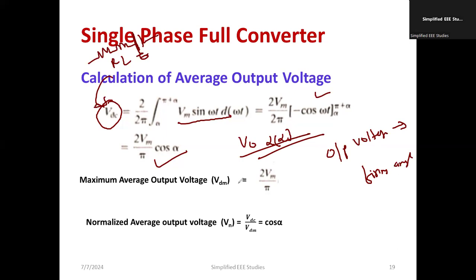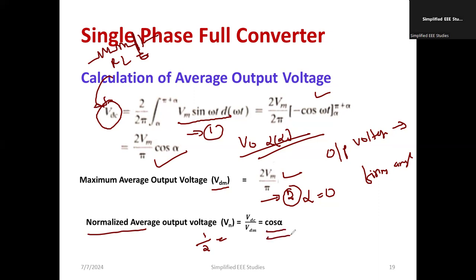Similarly, the maximum average output you can write as VDM. Put alpha is equal to 0. If I put alpha is equal to 0, what is going to happen? Cos alpha becomes cos 0, which is 1. So the answer is 2 Vm by pi. Call it equation number 2. The first one you can call equation number 1. Now take the ratio of equation 1 and 2. So 2 Vm by pi gets cancelled on both sides. So the normalized average output voltage is given by VDC by Vm, that is equal to cos alpha. Correct? This is one analysis.